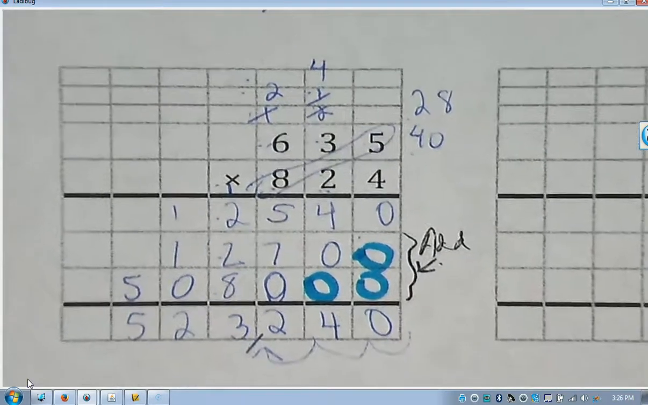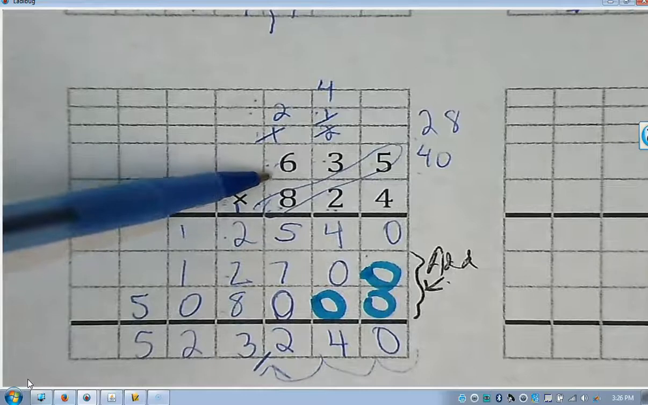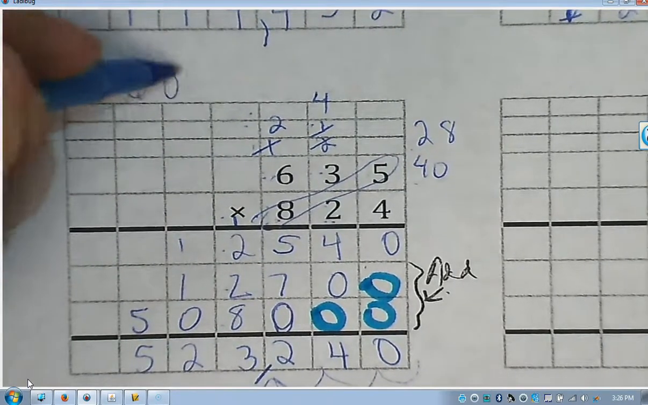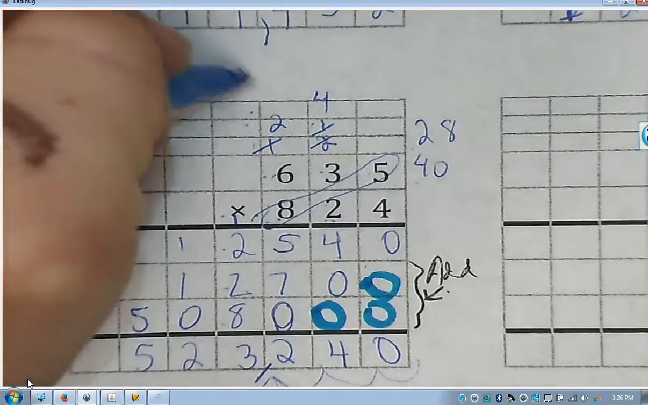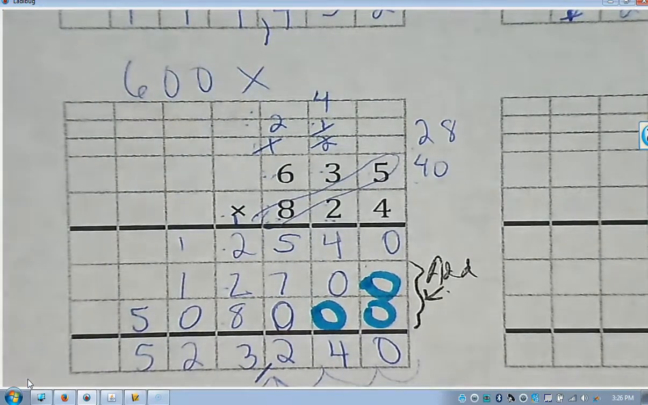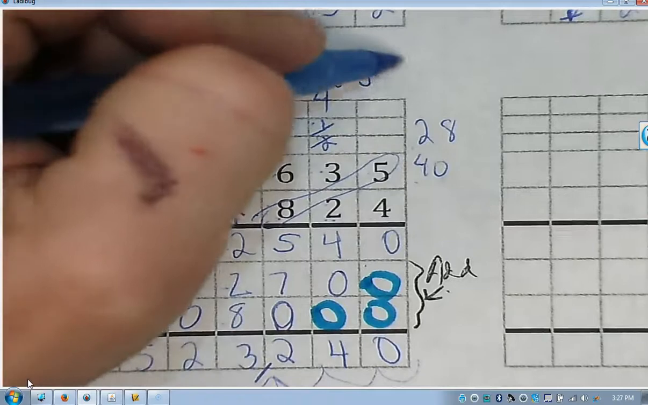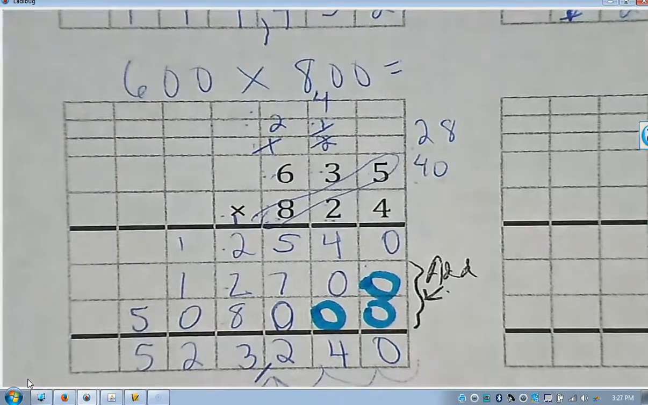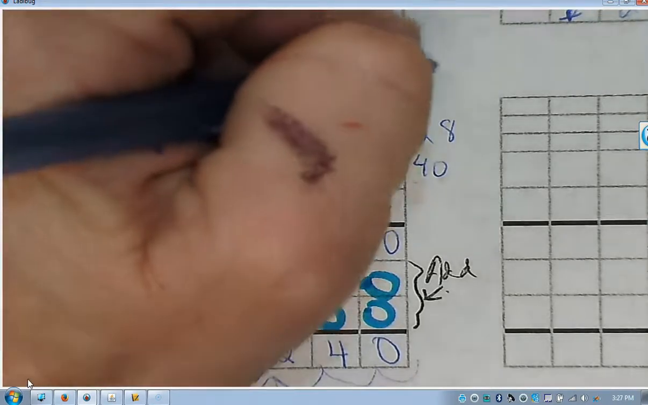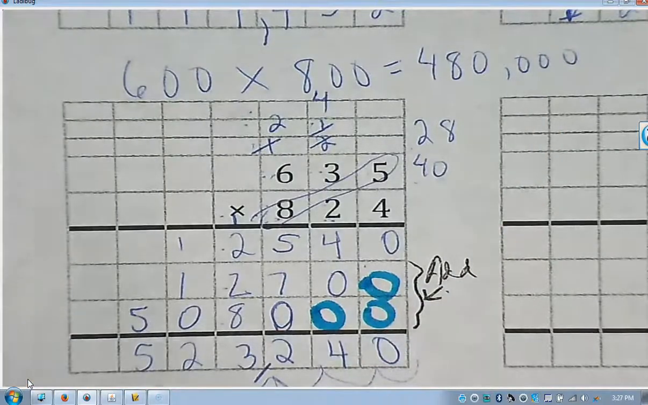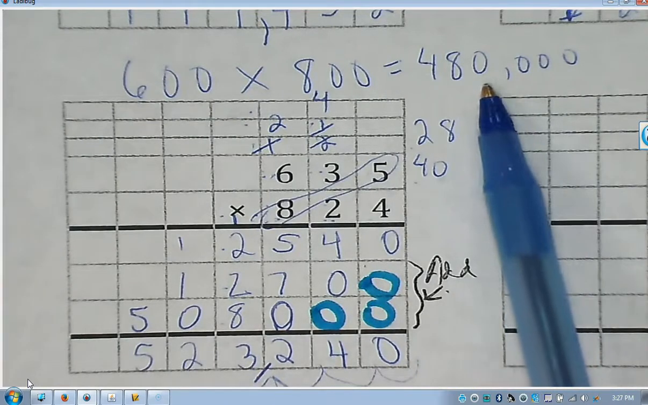Okay, let's estimate this one. If you round 635, is it closer to 600 or 700? Well, 650 would round up, so it's 600. And then 824, 800 or 900? 800. That'd be 48 plus 4 zeros. So we got 523,000. This is 480,000.